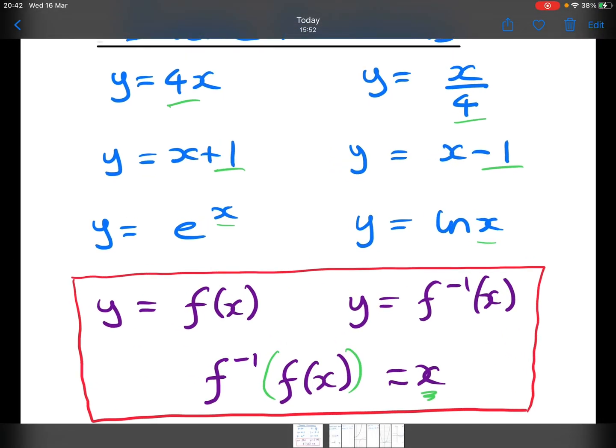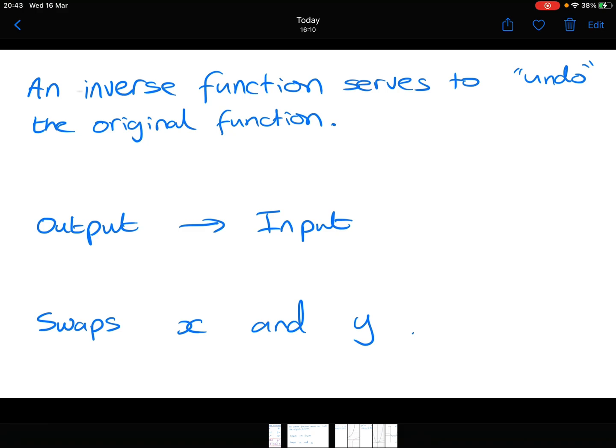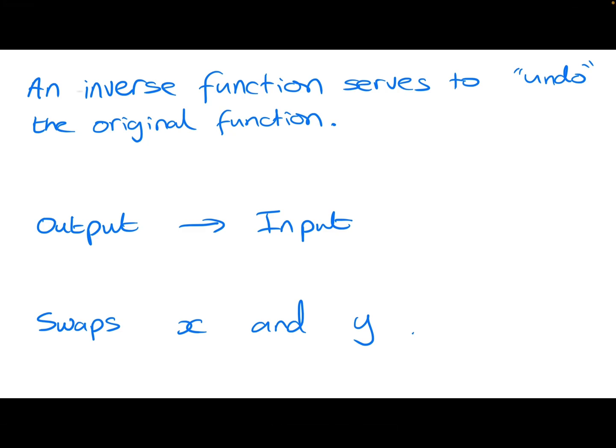Let's talk about that a little bit more. An inverse function serves to undo the original function, to get you back to what you started with. The output becomes the input, is another way of saying that. What I am basically saying here is I'm swapping the x and the y. The output becomes the input. The x and the y swap.